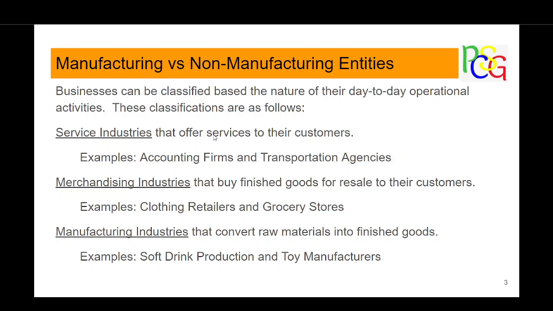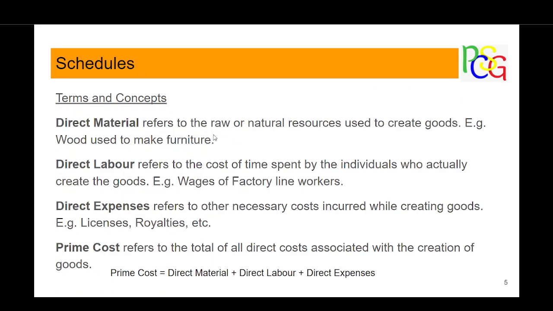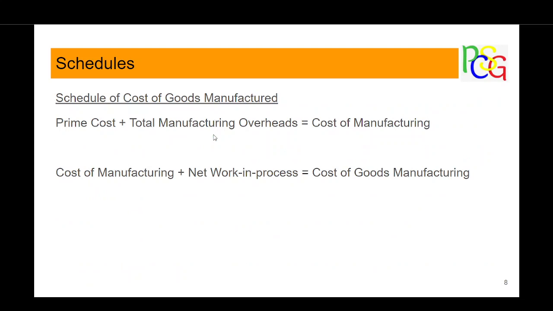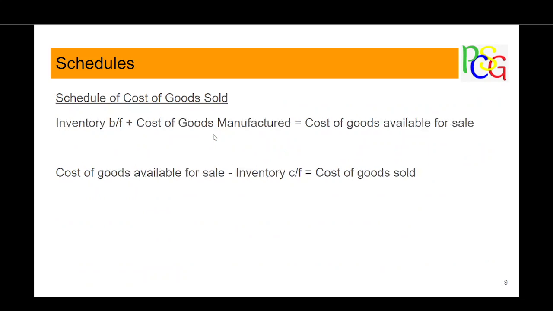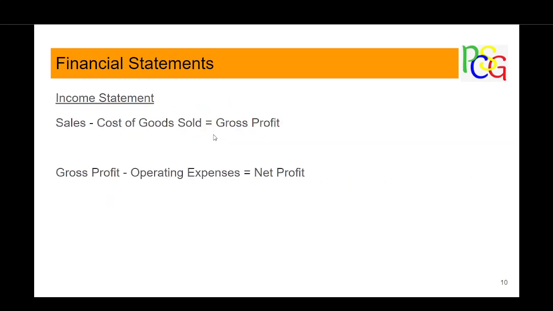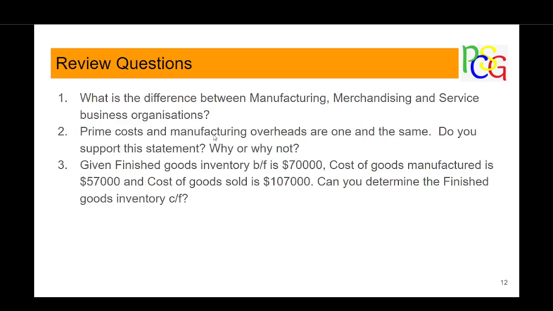We distinguished between service, merchandising, and manufacturing industries. We classified some examples here. We defined some terms and concepts associated with schedules, as you can see here. And we looked at the formulas associated with the schedules and the financial statements, at least the income statement. Then we said that the balance sheet has three types of inventory, whereas merchandising only has one, which would be the finished goods. And we reviewed. Okay, that would be the end of the lesson.